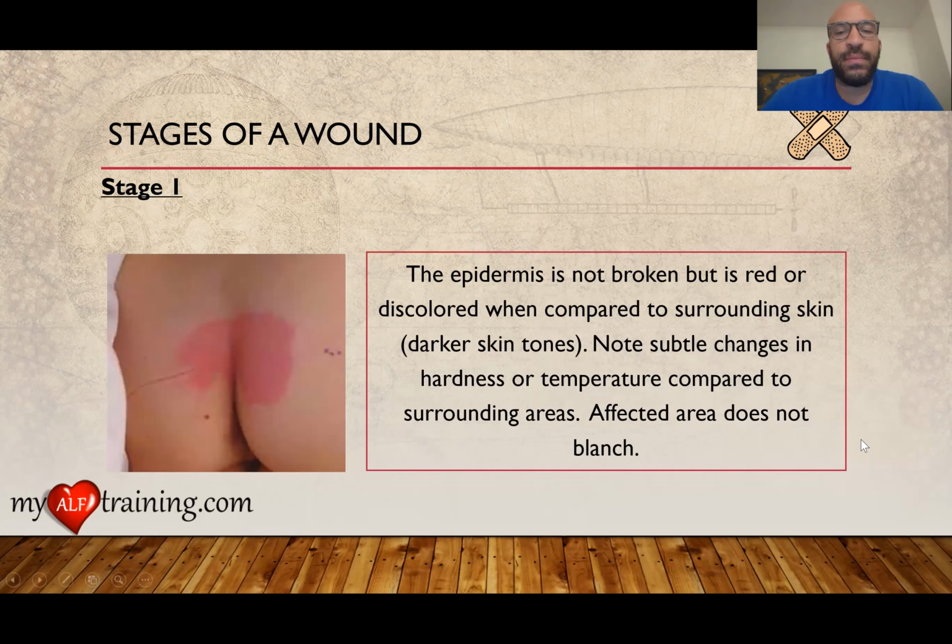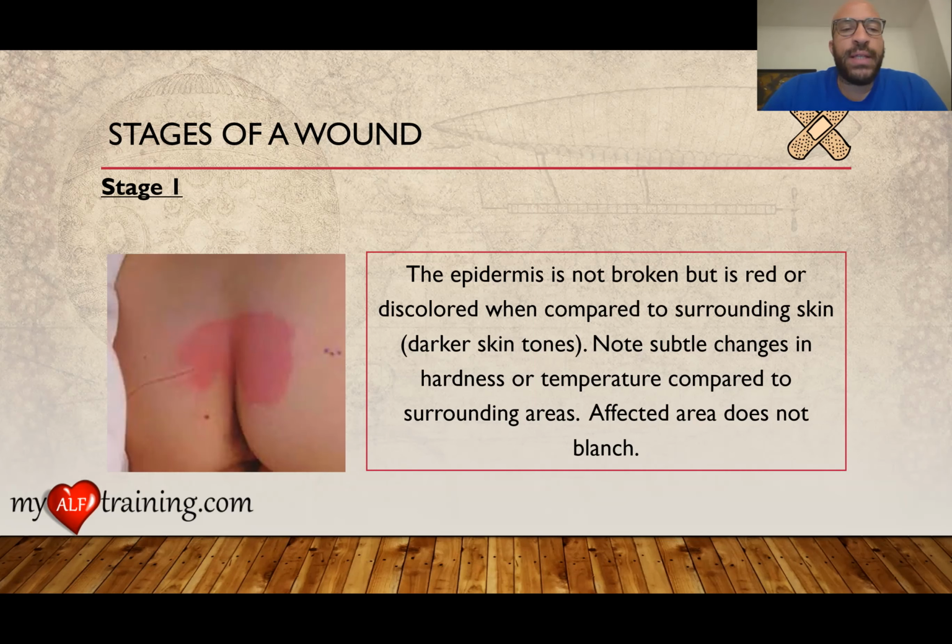As you can see here, and you may have already guessed, this is a stage one. In a stage one pressure sore, the epidermis isn't broken, but as you can see, it's very red, sometimes discolored in darker skin tone patients when comparing to the surrounding skin. If the patient has a darker skin tone and you're unable to note any differences in the color, then use your hands and feel for changes in the hardness, softness, or temperature of the area compared to others. This area on the patient in a stage one does not blanch.